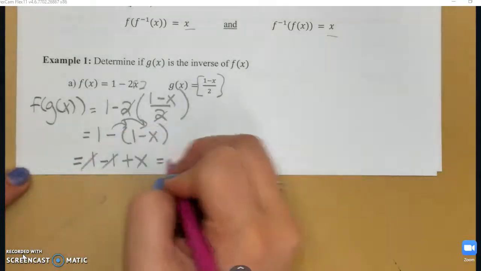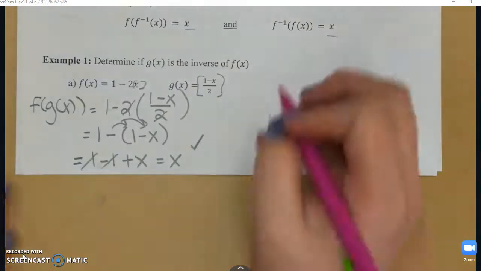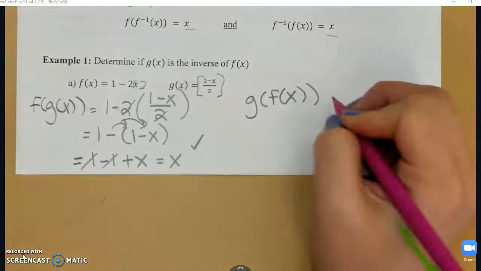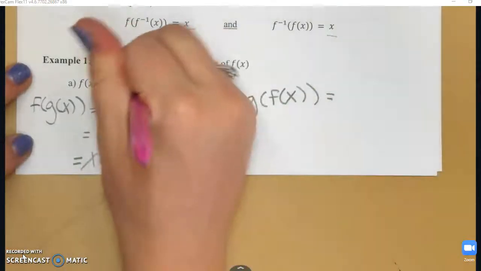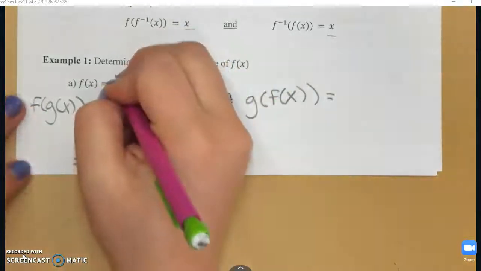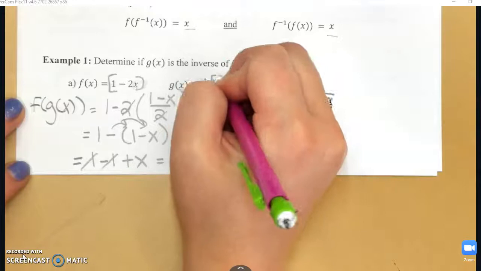The 1's cancel, and I'm just left with x. So I'm halfway there. That one gives me x, but I have to verify it the other way around also. I have to find g of f and see if that gets me x as well. So this time, I'm going to be plugging my entire f function into x in our g function.